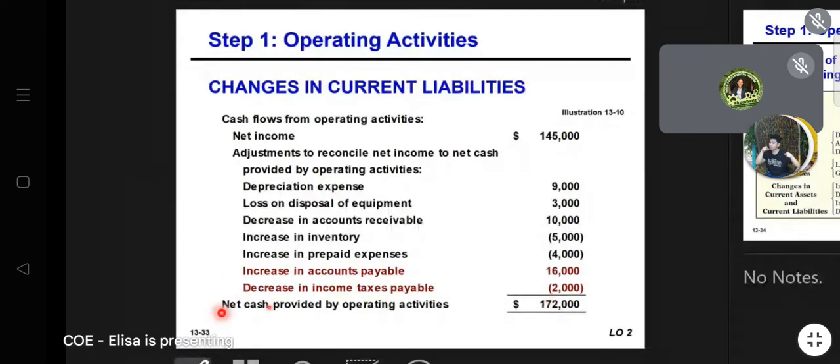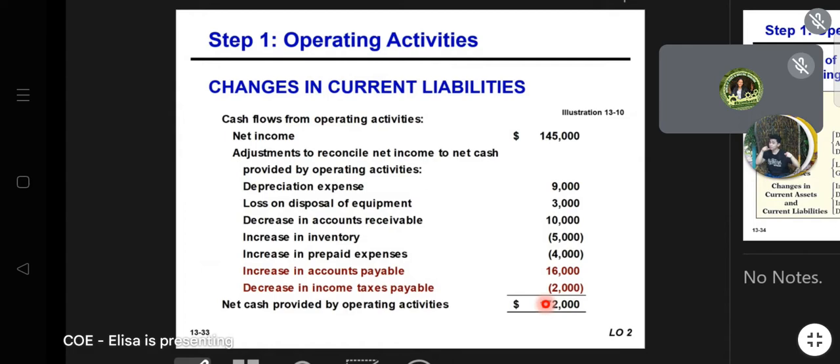So, we have looked at depreciation, loss on disposal, and then your current assets, and then your current liabilities. So all in all, the result of this, from 145 plus 9, and so on, net cash provided by operating activities is 172,000.